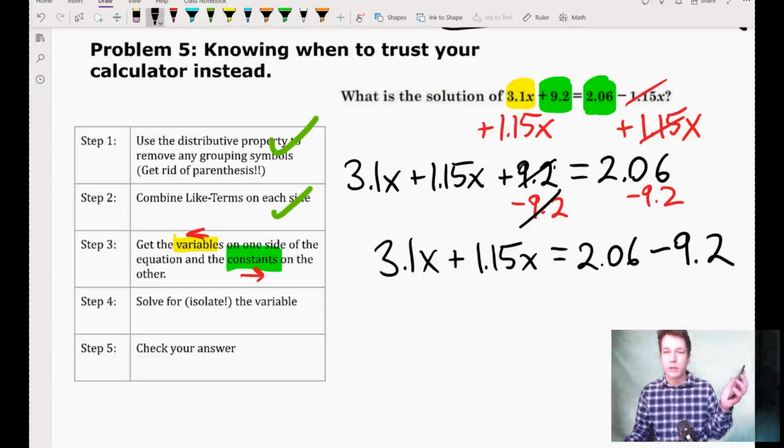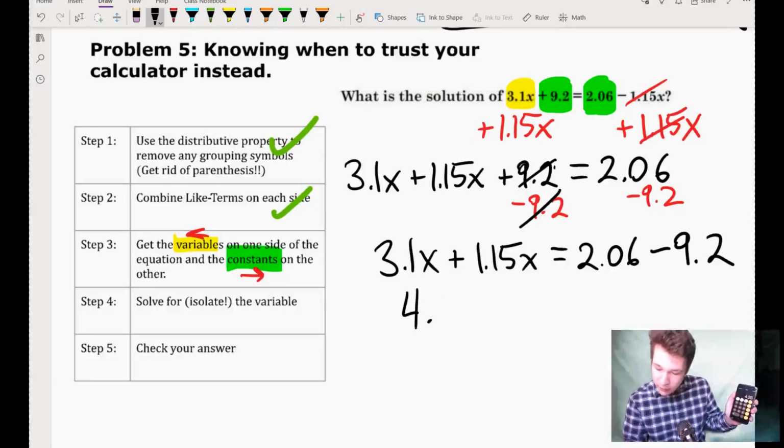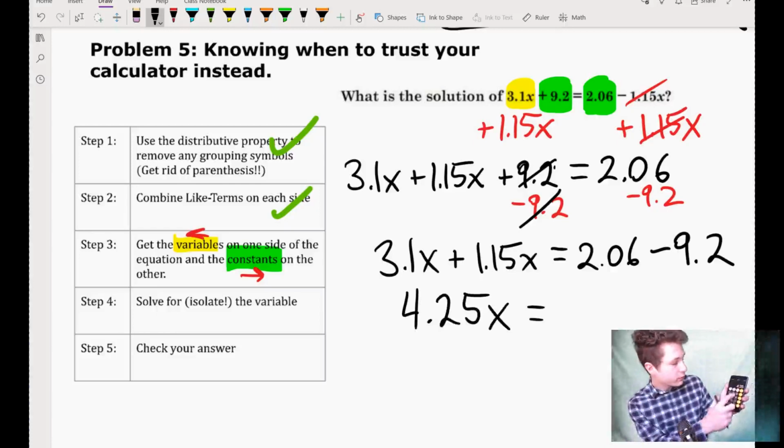Okay, it's now calculator time. Let's go ahead and combine these two like terms. To get this, I'm just going to take 3.1 plus 1.15 and hit equals, and I got 4.25x. Okay, don't forget the x on the left side. And then on the right, I can just hit clear.